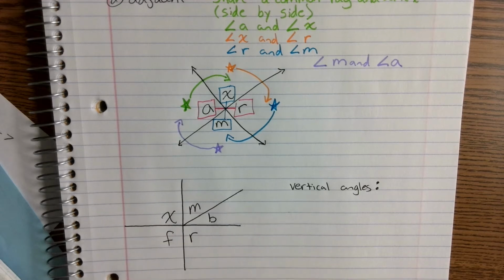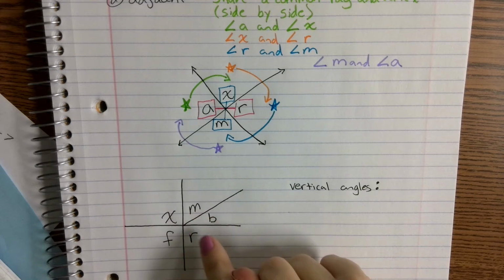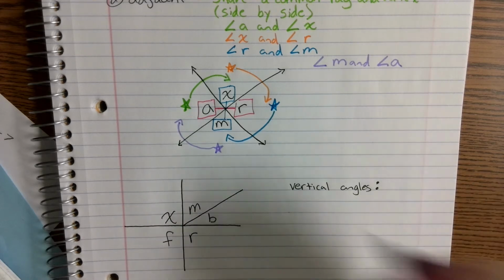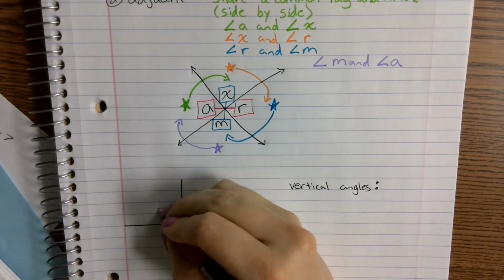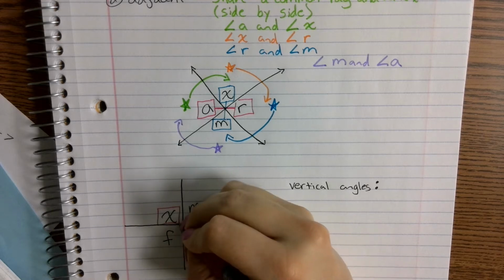So F and R. My only problem here, guys, with vertical angles, they can't be adjacent. If they are vertical, they cannot be adjacent. So they can't be next door to each other. So which one would it have to be then, Destiny? X and R.